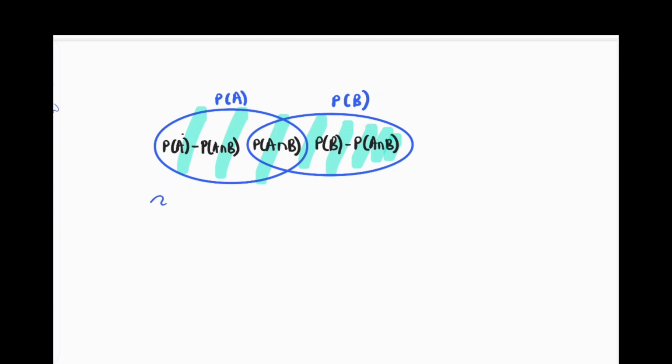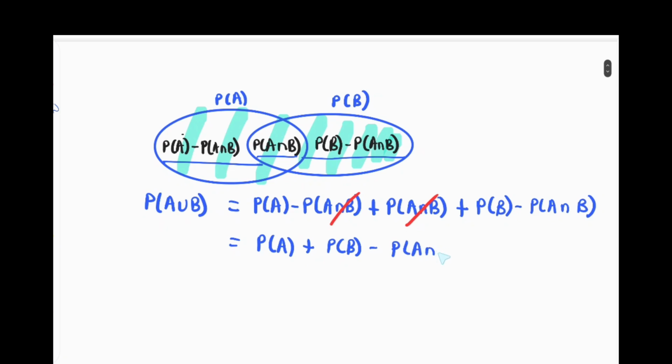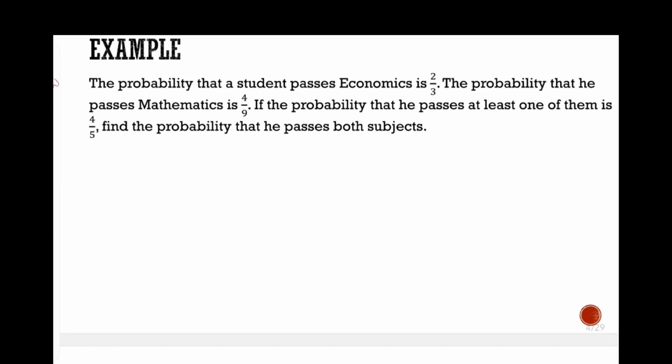So probability of A union B will be got by adding, first of all, this, which is probability of A minus probability of A intersection B, plus probability of A intersection B, which is there, then plus this figure there, which is probability of B minus probability of A intersection B. So we see that this term will go with that, and we shall be left with probability of A union B being equal to probability of A plus probability of B minus probability of A intersection B. So that's how we get probability of A union B. As I've told you, this formula is very important, so we must put it into our minds. We shall look at numerical examples to apply what we have learned so far.